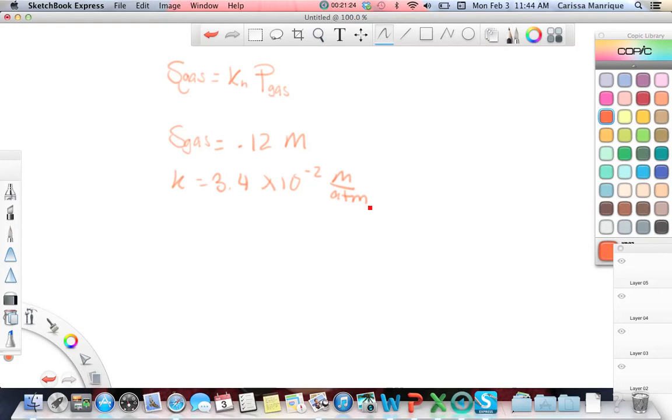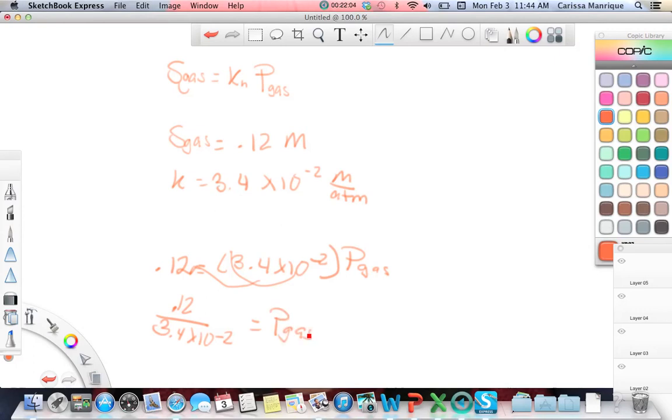Now let's think about this. We have a molarity right here and a molarity right there, so those will cancel, leaving you with atmosphere. So let's plug everything in. We have 0.12 for S. K is 3.4 times 10 to the negative 2. And we're trying to solve for what pressure we need the gas at. Well, K is multiplied here, so when you bring it over, it'll be divided. So 0.12 divided by 3.4 times 10 to the negative 2 will give us the pressure of the gas.